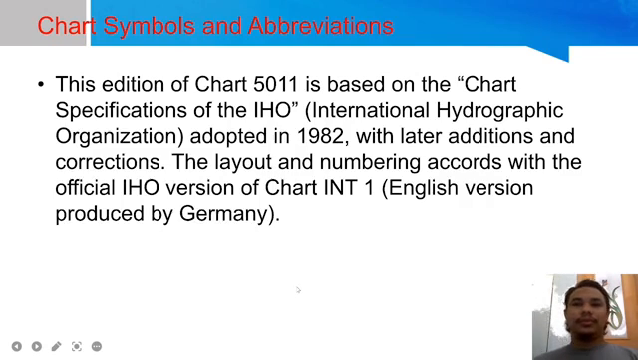So, we are now continuing with the chart symbols and abbreviations. This edition of Chart 5011 is based on the chart specification of the IHO, or International Hydrographic Organization. It was adopted in 1982. With later additions and corrections, the layout and numbering accords with the official IHO version of Chart INT1, English version, produced by Germany.